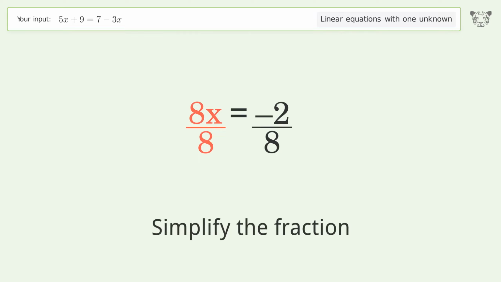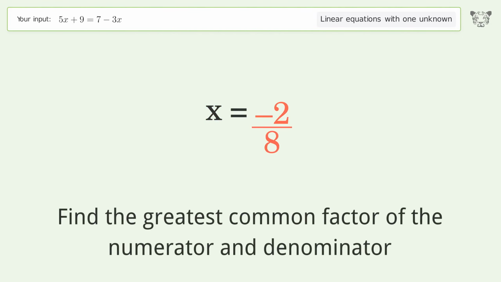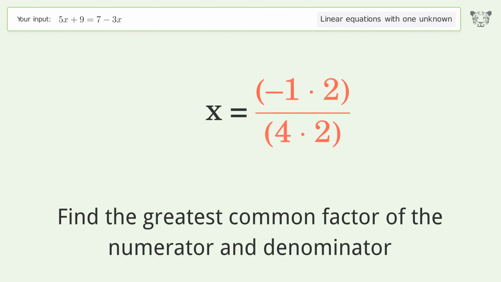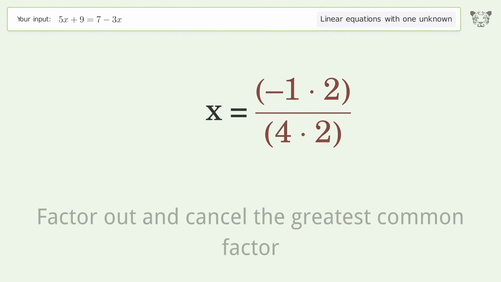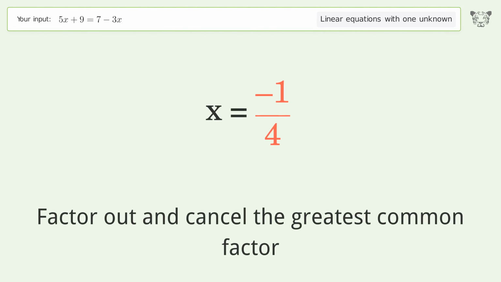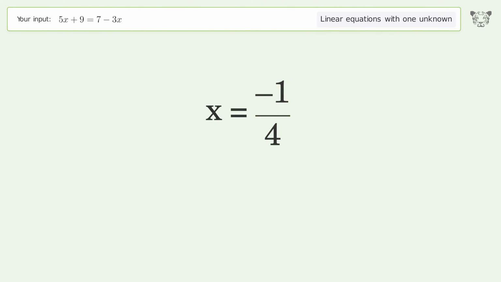Simplify the fraction. Find the greatest common factor of the numerator and denominator. Factor out and cancel the greatest common factor. And so the final result is x equals -1/4.